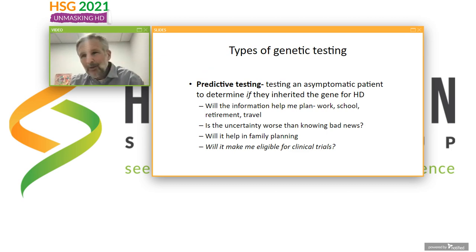And I think there's a really new shift in what some of the motivation is for predictive testing, because people are starting to ask that last question of, will getting a predictive test help me participate in a clinical trial? And I think that's a lot of what professionals and scientists and physicians are wrestling with, beginning to incorporate this final question that patients are asking into the predictive testing process.